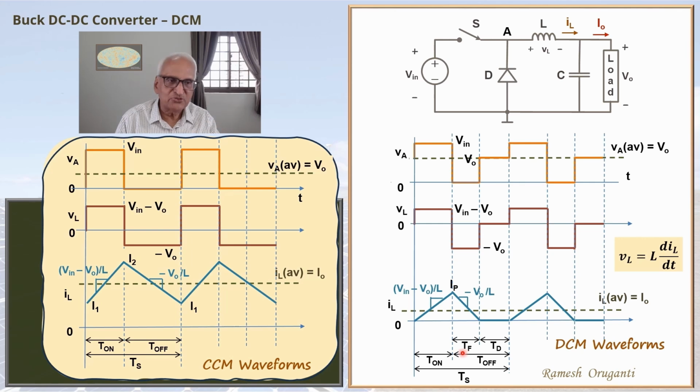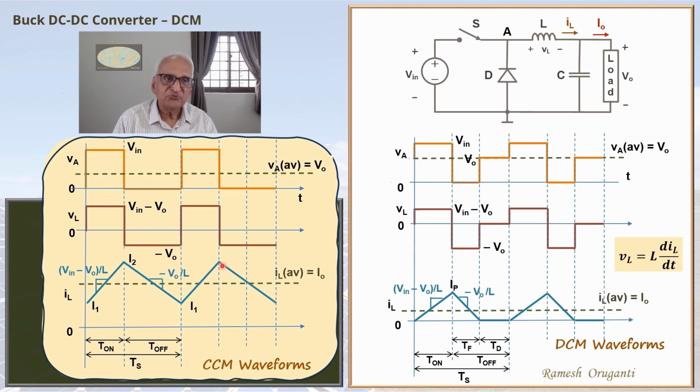The current comes to 0. When the switch is switched on again, the inductor current starts from 0 and rises. In the case of CCM, the current has fallen to I1 and not to 0. So the current goes from I1 up again when the next cycle starts.